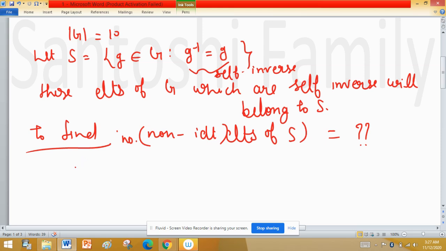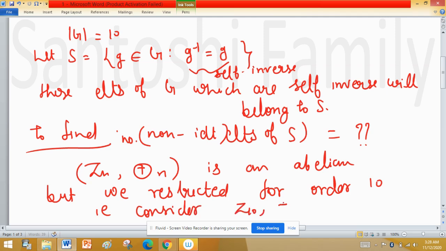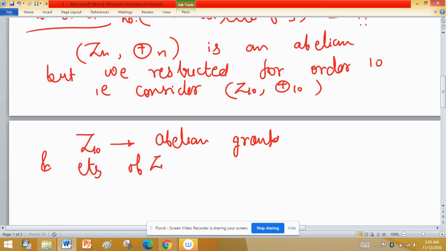As G is abelian, so I consider a group Zn, well known and defined on addition modulo n, is an abelian group, but we are restricted for order 10, that is, consider Z10 over addition modulo 10. This is an abelian group, Z10 abelian group, and elements of Zn are 0, 1, 2 up to 9.